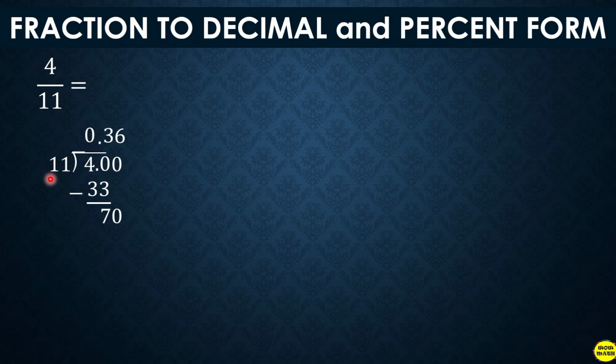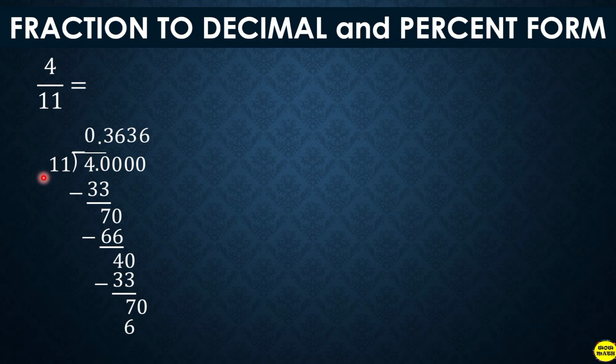So, 6 times 11, that is 66. Subtract, we have 4. Okay, hindi ulit pwede. So, borrow tayo 0. Bring down 0. So, 40 divided by 11, that is 3. 3 times 11, that is 33. Subtract, that is 7. Next, borrow ulit tayo 0. 70 divided by 11, that is 6.